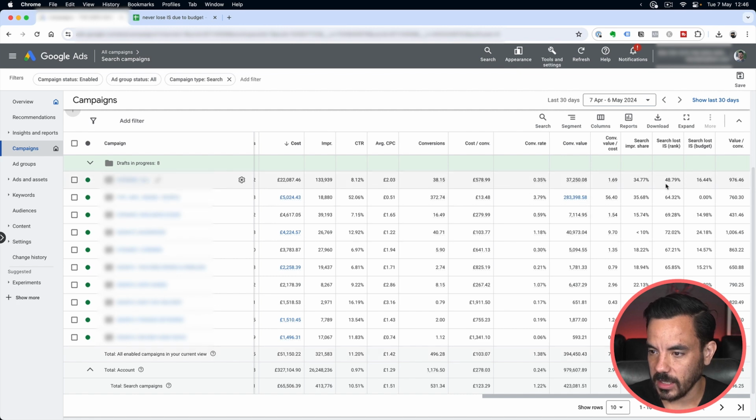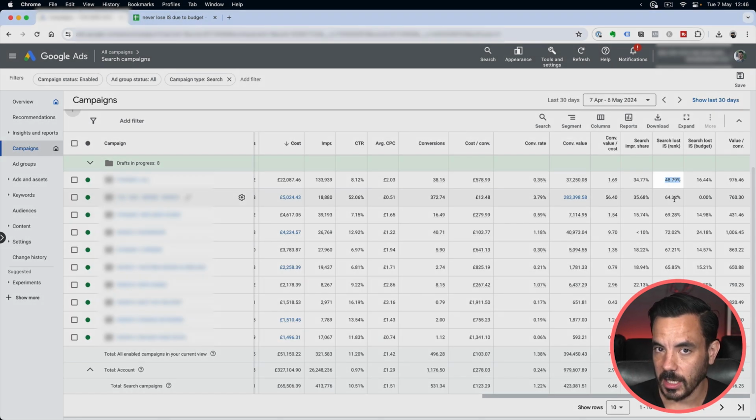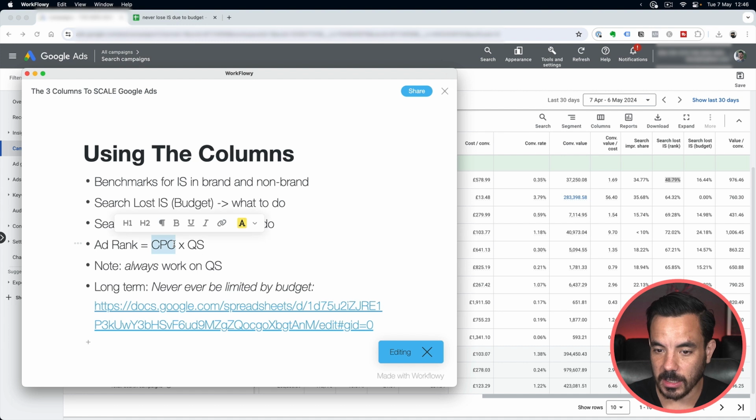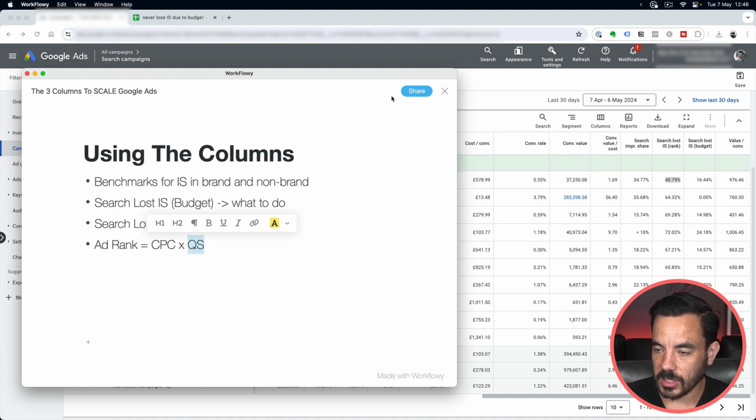So we are losing, in this campaign, for example, 50% impression share due to the ad rank being lower. And there's two ways you can affect that. There is either affecting it through your CPC bid or affecting it through your quality score. Now, I just think of ad rank, or I think of this column, search lost IS due to rank, as a bid problem, as a CPC bid problem. If you see a high number here, the way you reduce it is by increasing your CPC. Yes, you can also increase it through your quality score. However, that takes a long time.